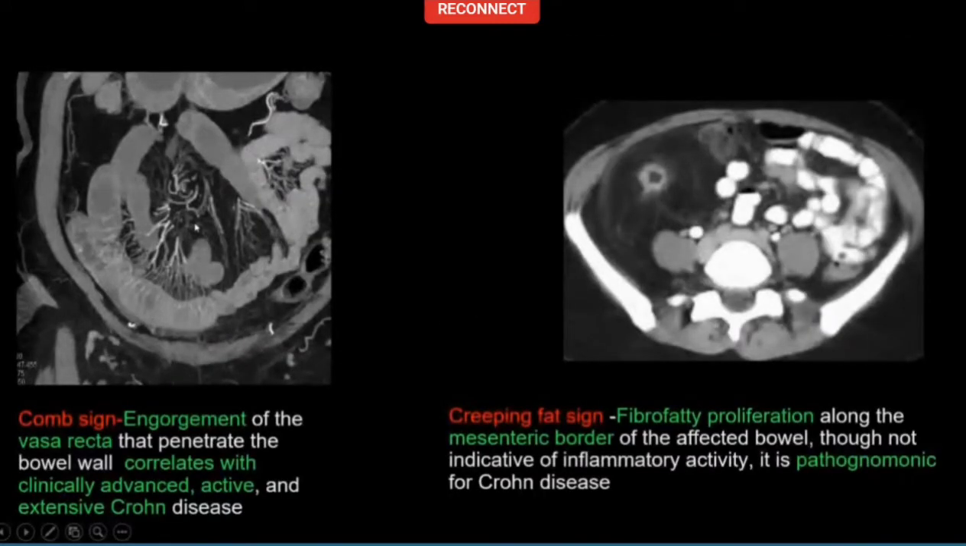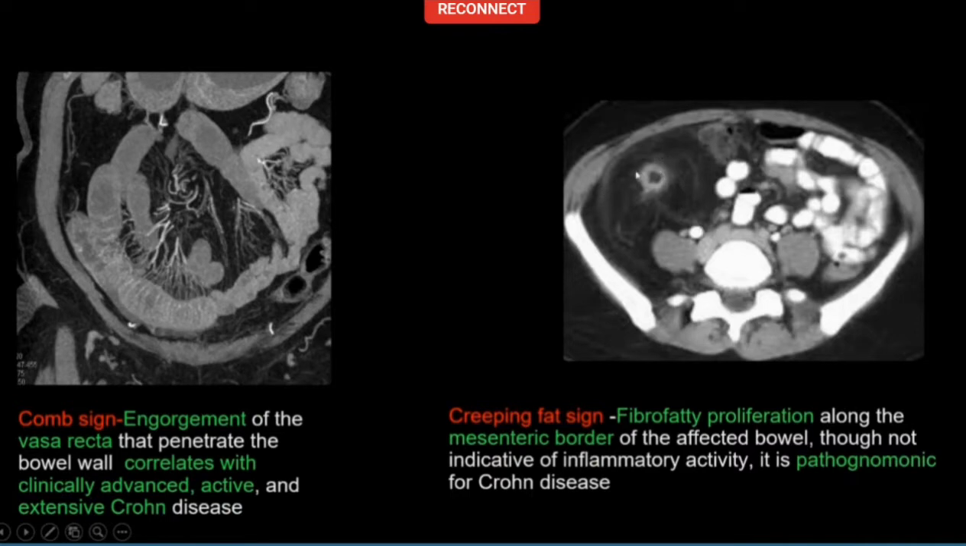Proceeding to the contrast enhanced CT, this is the classical comb sign. Comb, because it has a comb-like appearance, it is secondary to engorgement of the vasa recta that penetrate the bowel. This comb sign correlates very well with the extensiveness of Crohn's disease, how active Crohn's is. However, the pathognomonic sign of Crohn's will be the creeping fat sign.